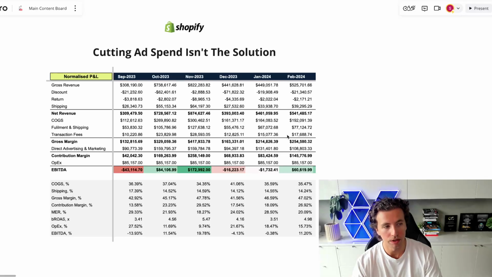February was a different case because they had a particular product drop and they also ran a large discount. But normally they are in the red. You can see in September they lost 43, December 16, January they lost about $2,000. And so the question for this brand is, do we decrease advertising spend to open up more contribution margin and more EBITDA? This is ultimately the wrong question and it comes from the wrong framing.